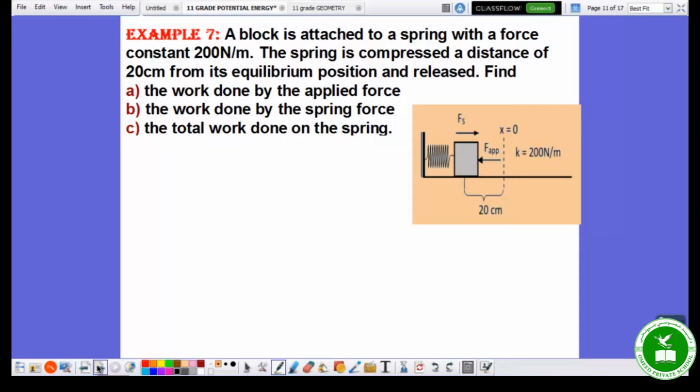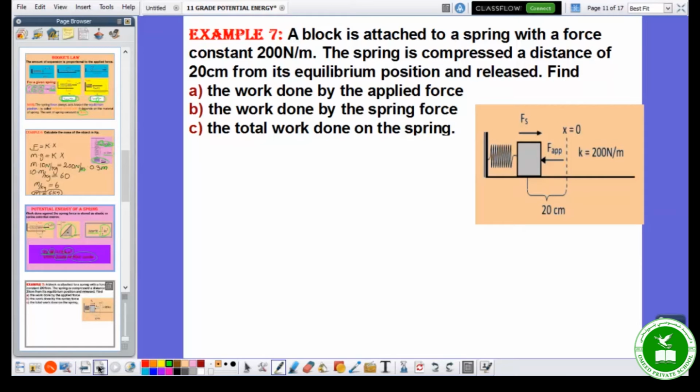Example number 7. A block is attached to a spring with a force constant of 200 Newton per meter. This spring is compressed by a distance of 20 centimeter from its equilibrium position and released.